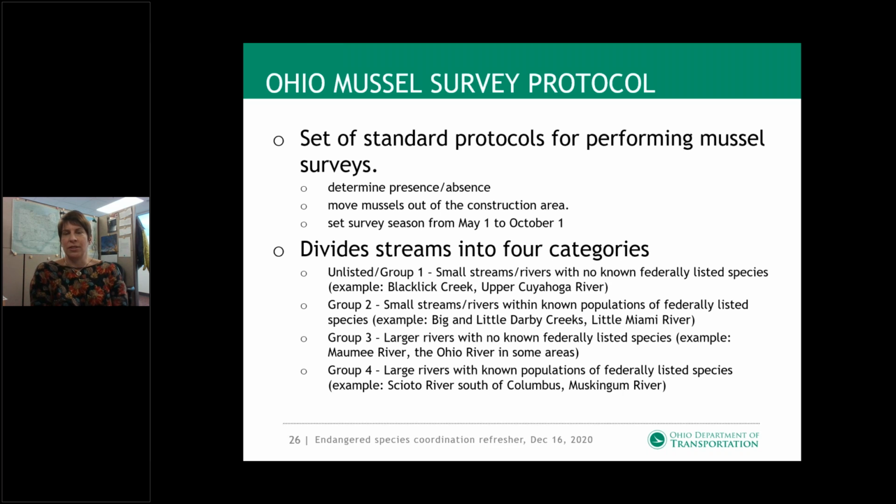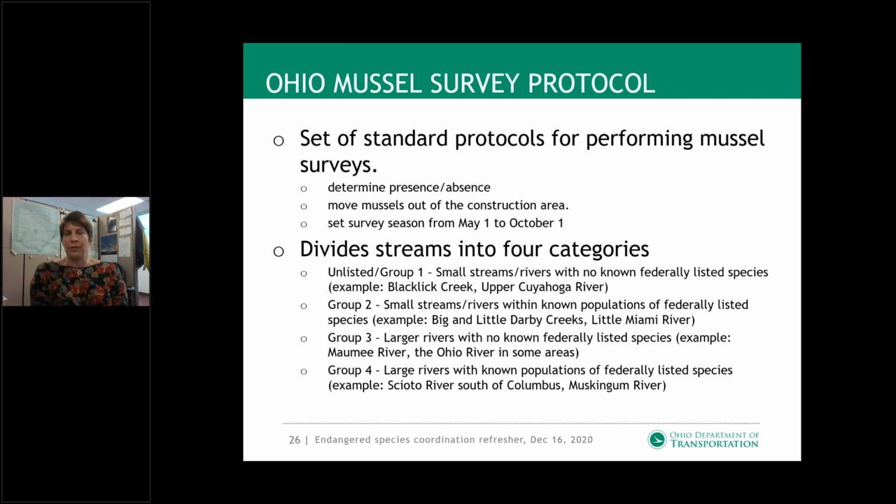The survey protocol also divides streams into multiple categories based on size and if they have endangered species. So most of the streams in Ohio are in the unlisted or Group 1 group. These are small streams or small rivers with no known federally listed species. So this would be like Blacklick Creek, Upper Cuyahoga River, small to medium sized channels, no known federal species. Group 2 are small streams and rivers with known populations of federally listed species. Probably the best known in central Ohio are the Big and Little Darby Creeks.